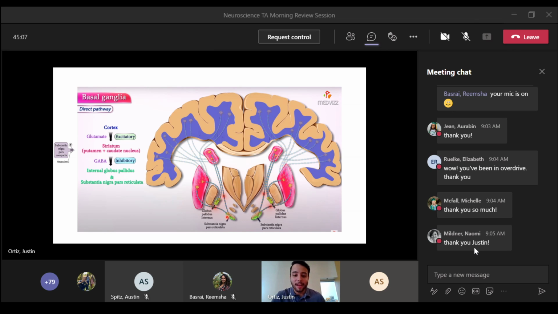And what's next? You're going to think, okay, the globus pallidus internus is inhibited. So what is the globus pallidus internus supposed to do? What is it going to do to the next structure?